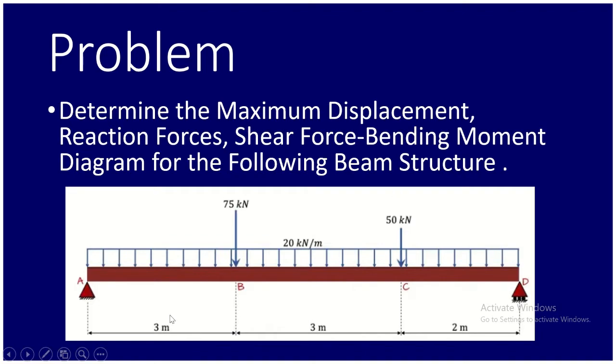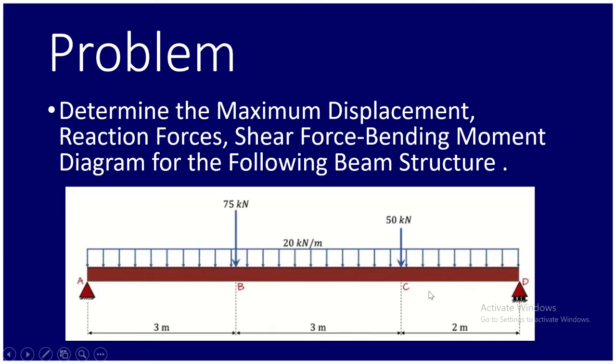We have a beam of 8 meter length and it is supported at points A and D. At point A we have pin support and at point D we have roller support. Then we have a point load of 75 kilonewton at point B, which is 3 meters away from point A, and a 50 kilonewton point load at point C, which is 6 meters away from point A. In addition to this, a 20 kilonewton per meter UDL is applied for the whole length of the beam.